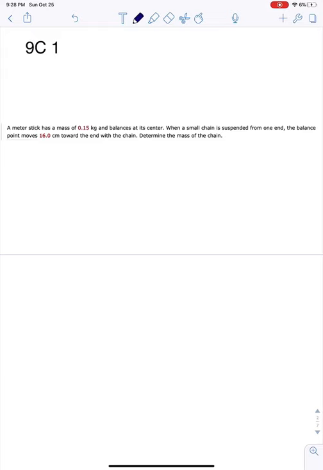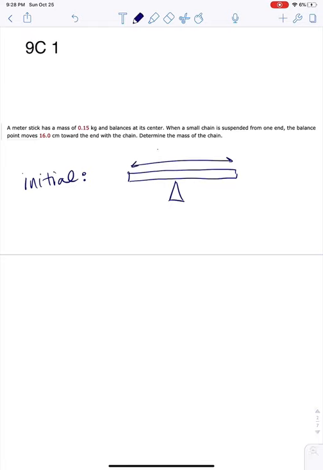So let's draw a picture of this initial state. We've got our meter stick. It balances at its center. It's 1 meter long. And it has a mass of 0.15 kilograms.